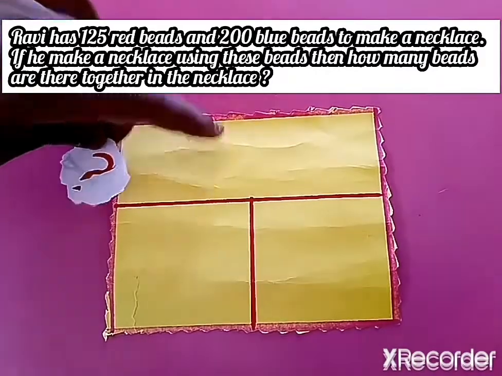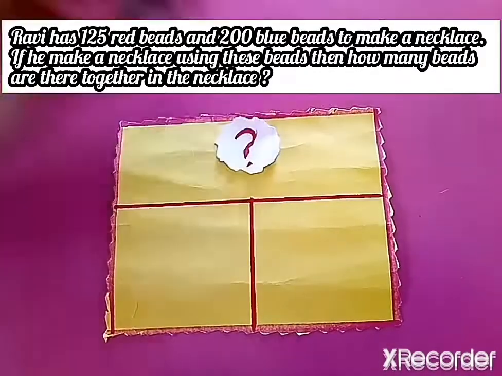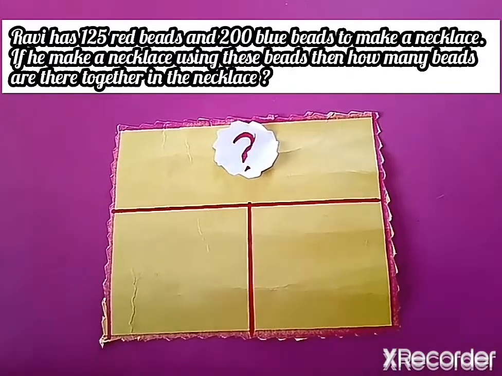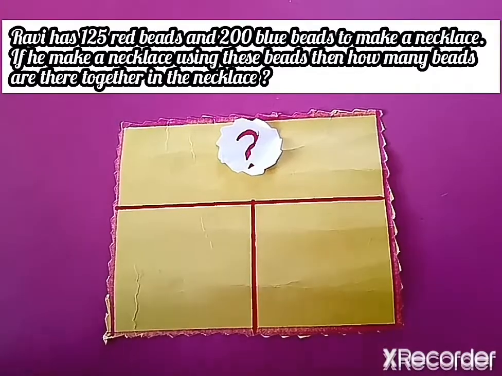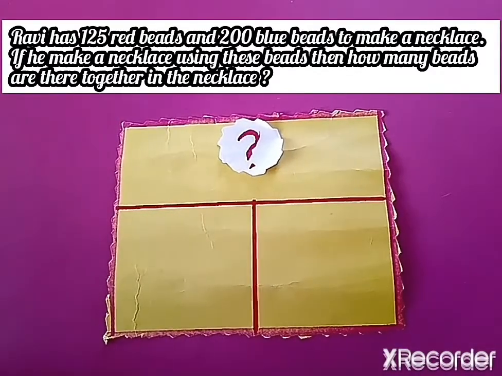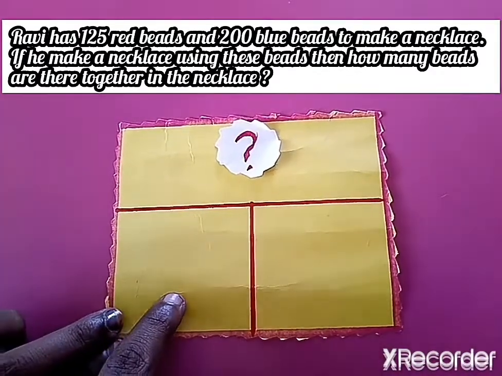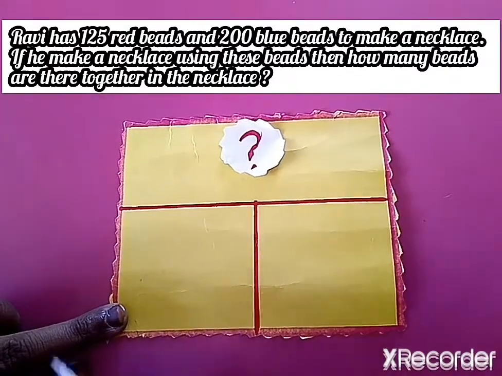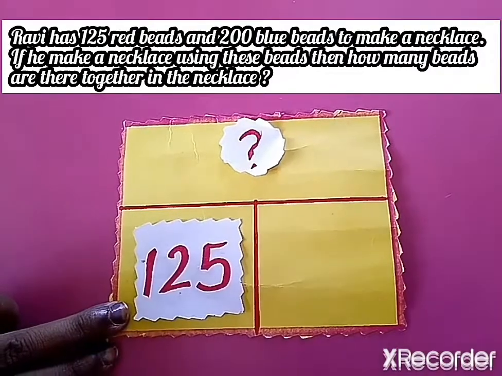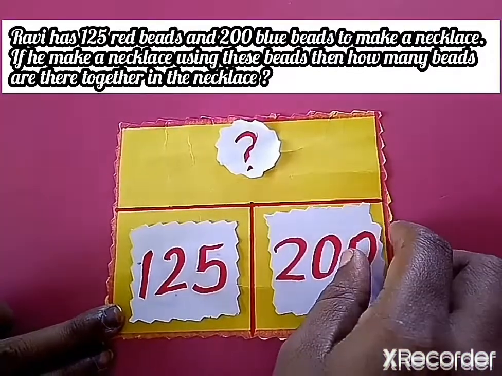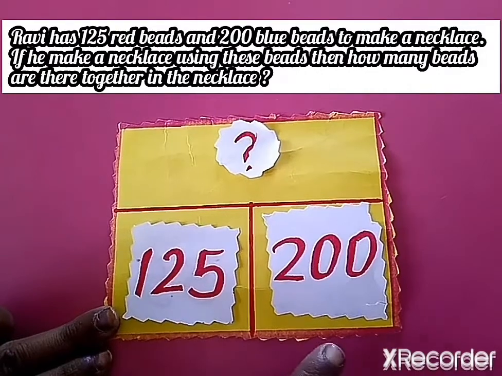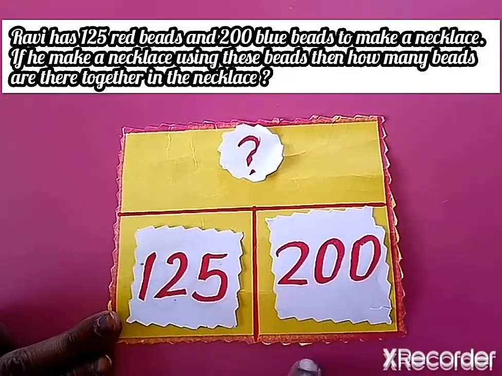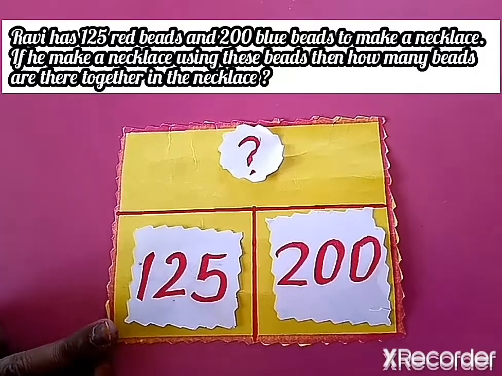That means the whole number is missing. So I need to find the whole number, right? Now red beads is given, blue beads is given. If you add the red beads and blue beads together only, we will get the total, right? So that means one part number and one more part number, both are given. One part number you can take as the red beads number, another you can take as the blue beads number. So that is 125 and 200. So now how to get the total number of beads? By adding both. Am I right?